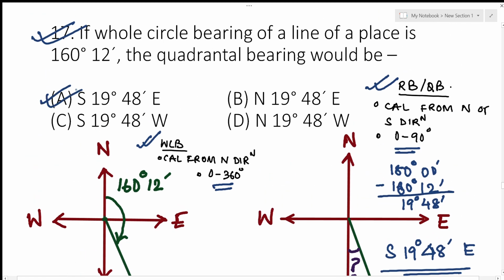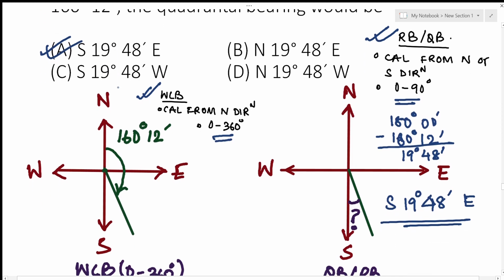In fact, you don't even need to calculate the value. Just see the values over here. The only southeast option over here is A. So you don't even need to calculate the bearing. Just need to see the options and take the right answer.